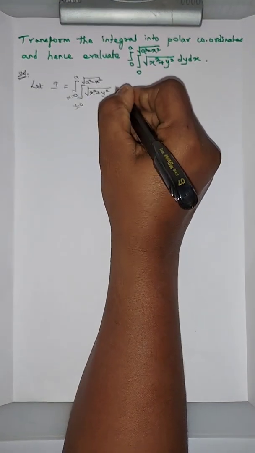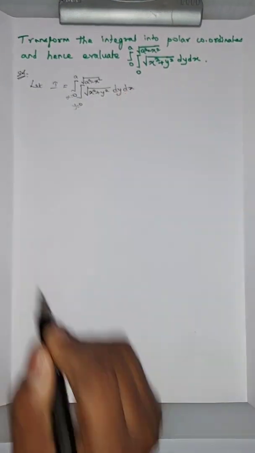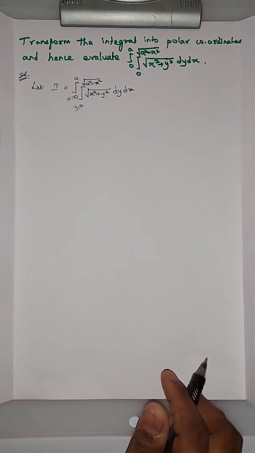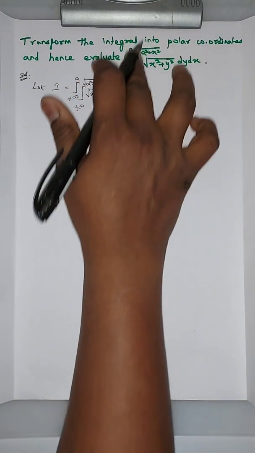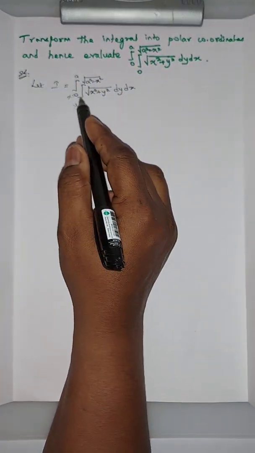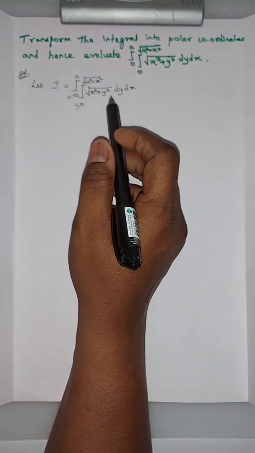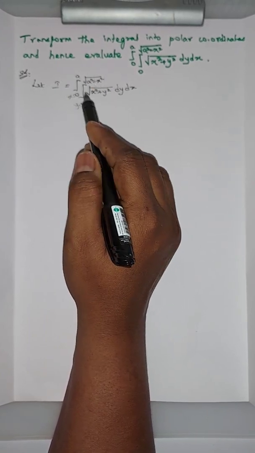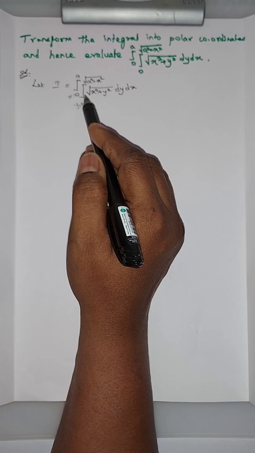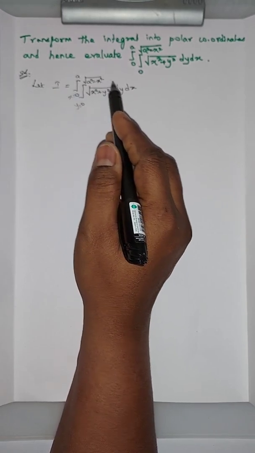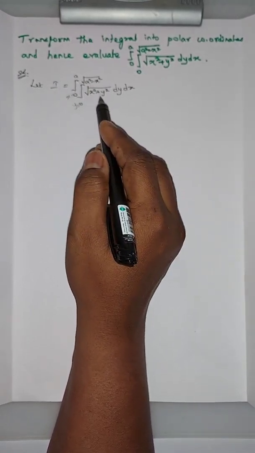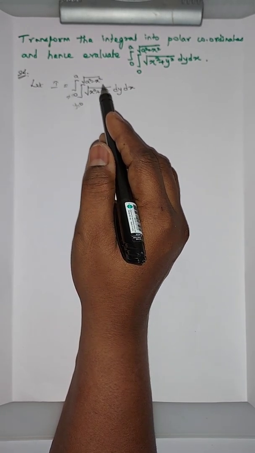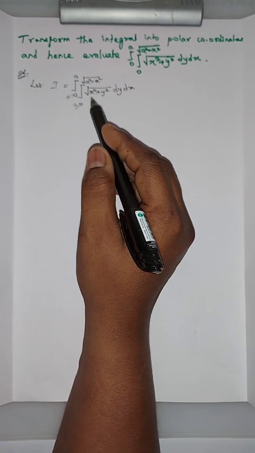So the question is to transform the integral into polar coordinates and then evaluate the value of this integral, which means that here it is given in Cartesian coordinates. Completely, the limits as well as the integral function, everything is given in Cartesian. So we have to convert this Cartesian into polar. All the limits as well as the integral function, everything we have to convert into polar and then evaluate. That is the question here.